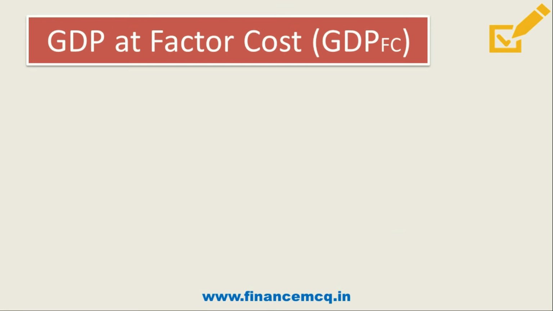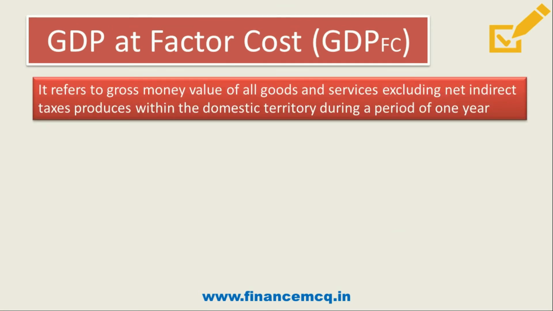Now friends, let's talk about GDP at factor cost. It refers to the gross money value of all goods and services, excluding net indirect taxes, produced within the domestic territory during a period of 1 year. So in simple language, what is this factor cost? Factor cost is your cost for producing that particular good or service. That will be your GDP at factor cost.